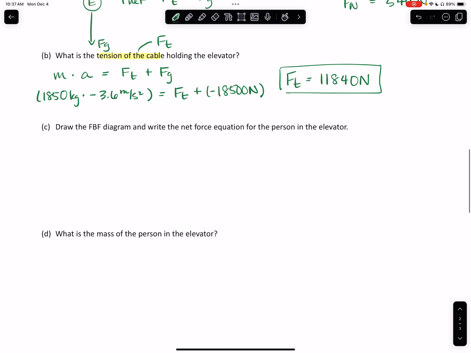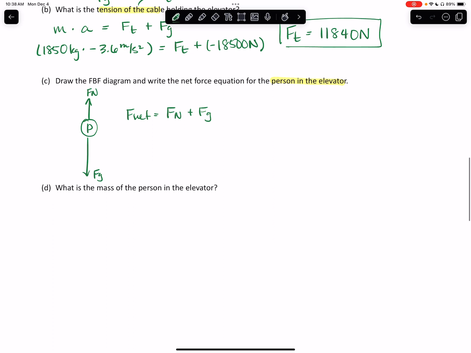Part C says draw the free body force diagram and write the net force. So this time we're going to look at the person. Here's the person. Again, the net force acting on the person should also be negative, which tells me that my normal force will be less than my gravitational force. And the net force acting on this person is going to be equal to the sum of those two forces.